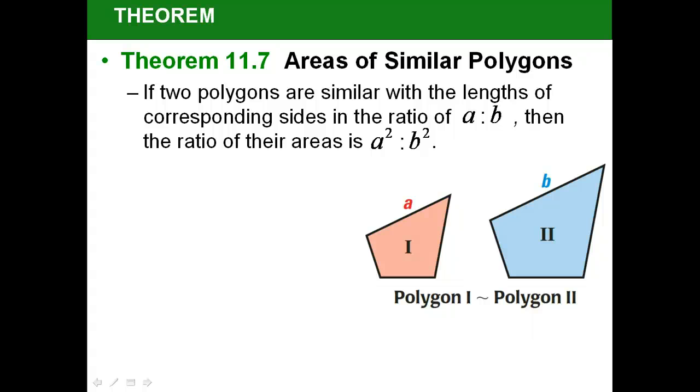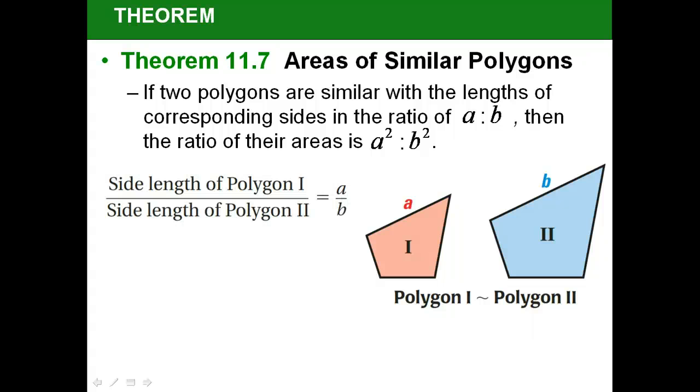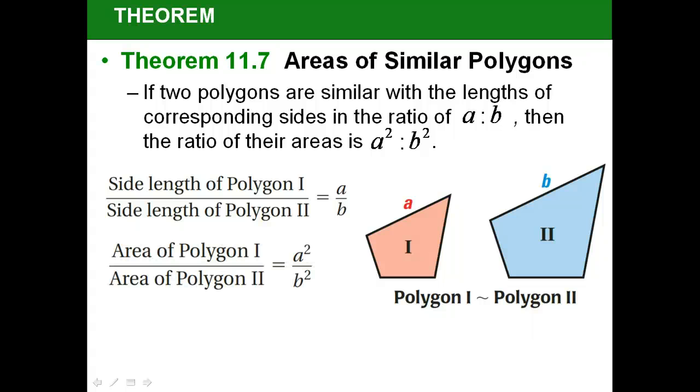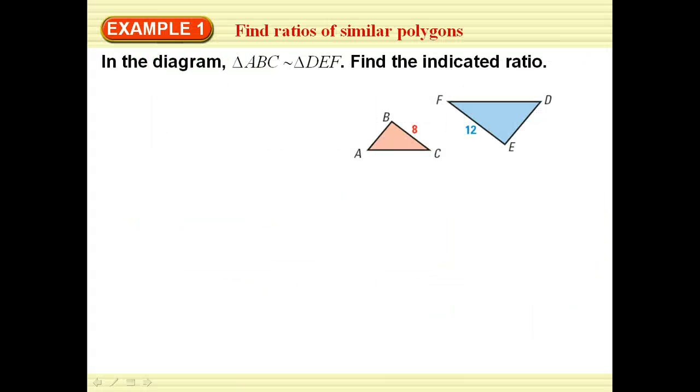What we said then was that they have a ratio of side lengths, A to B. Well, in this one we're saying that the ratio of the areas will not be the same. What they will be is that ratio squared, so A squared to B squared. So if the side length of polygon 1 to side length of polygon 2 is A to B, then their areas will be in the ratio of A squared to B squared.